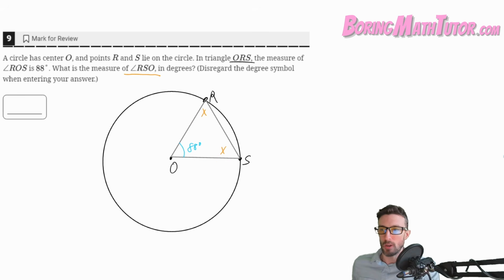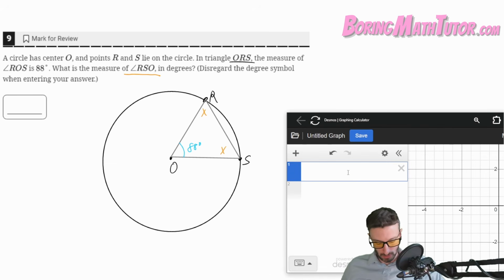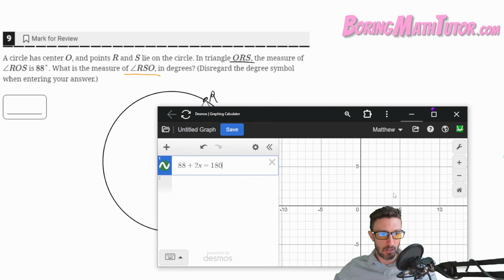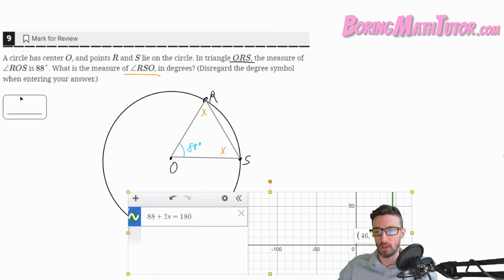Okay, so now all we got to do is set up an equation, and we can actually just use DESMOS here real quick to say 88 plus 2x has to equal 180. And let's see, we zoom out and we get an answer of 46. So that's it. You can just use DESMOS to solve equations for you real easily. You don't have to think. And we're done with the problem.